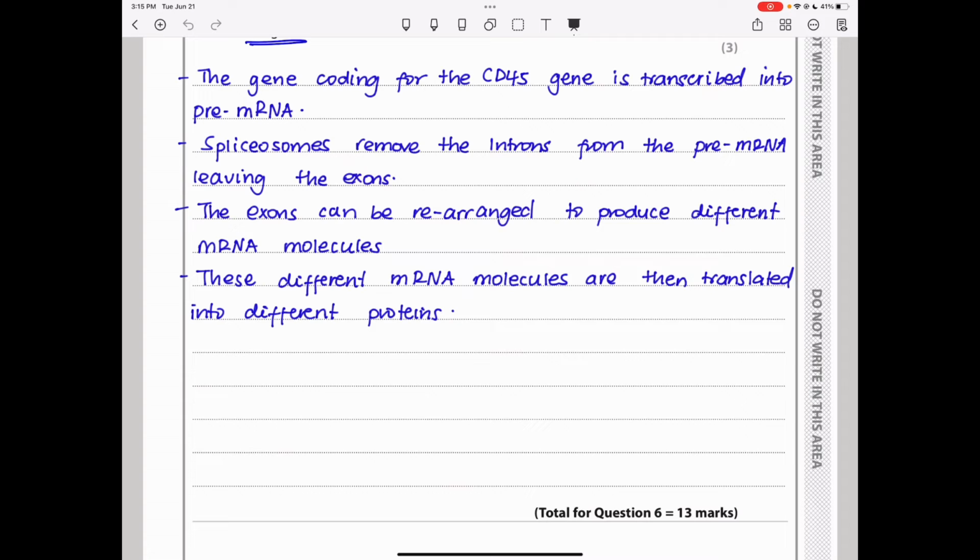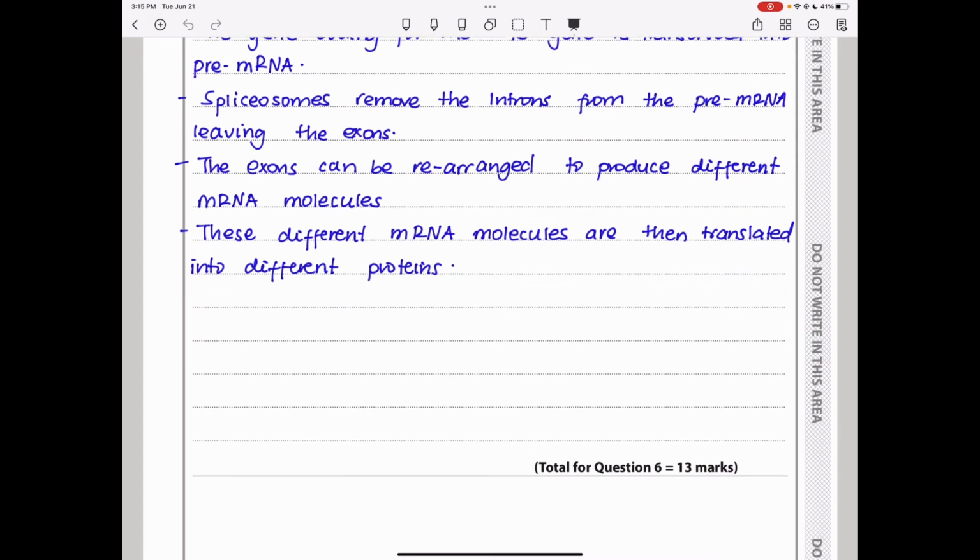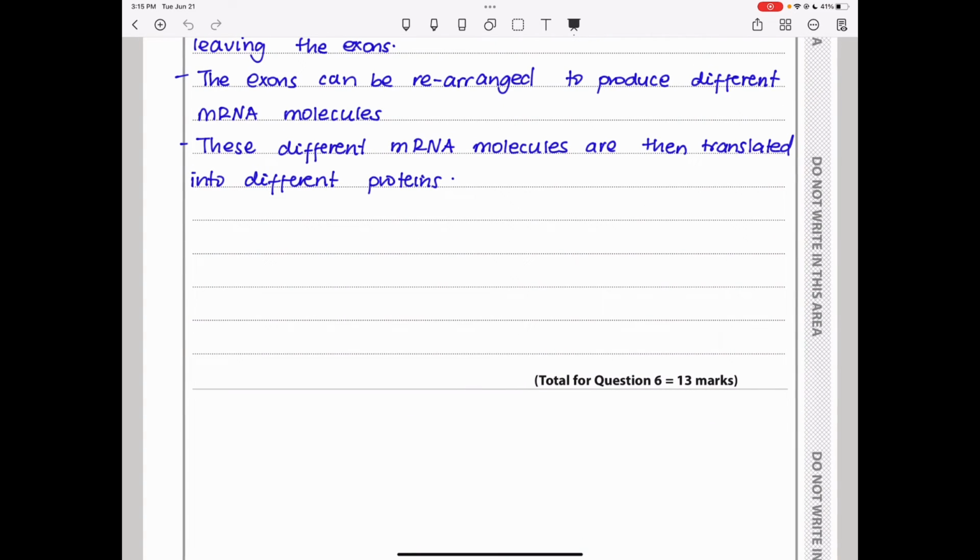So the rearrangement of these exons can vary, and therefore we can produce various proteins from just one specific gene. This brings us to the end of question 6. I will go on to question 7.